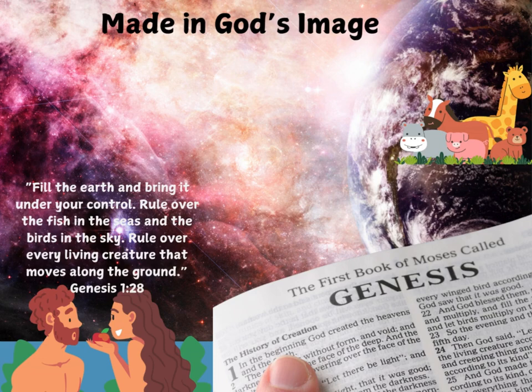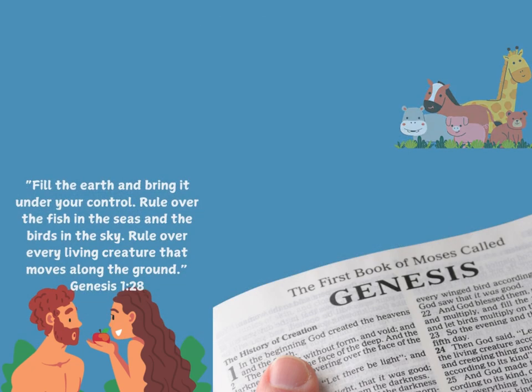Let's read Genesis 1:28. Fill the earth and bring it under your control. That means dominion. Rule over the fish in the sea and the birds in the sky. Rule over every living creature that moves along the ground. When you care for the earth, who are you obeying? God. That's right.